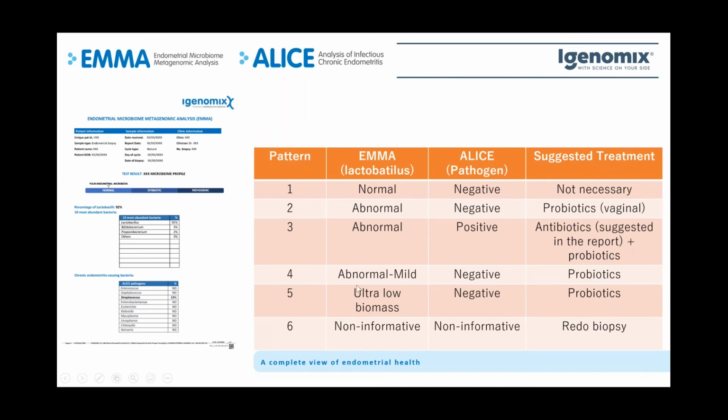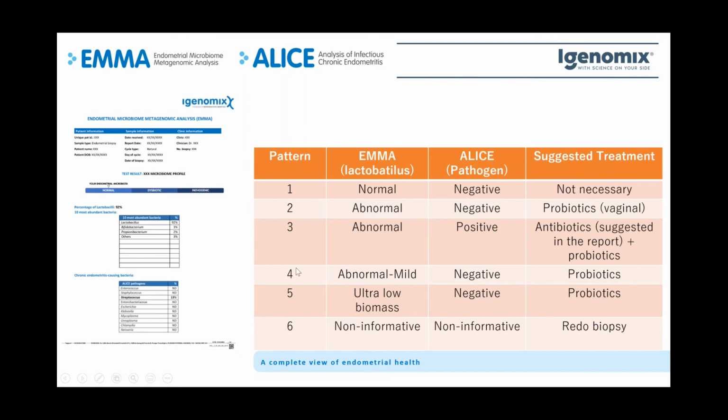followed by probiotics treatment, which is vaginal probiotics. There are also some other results called mild or ultra low, because in Asia there's a lot of antibiotics treatment and they use wide spectrum antibiotics. So you see a lot of endometrium with very low biomass.